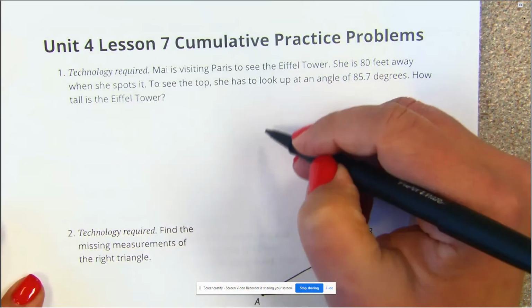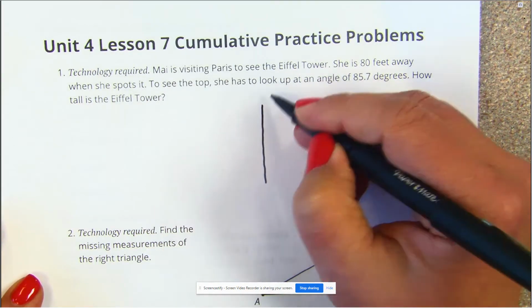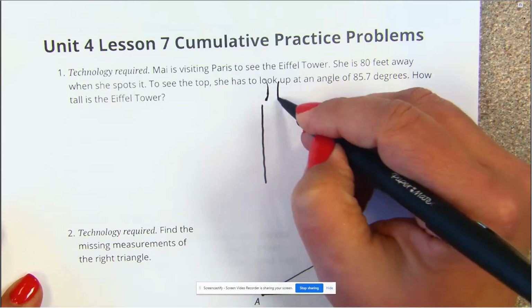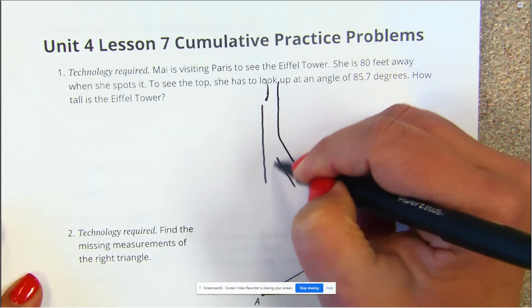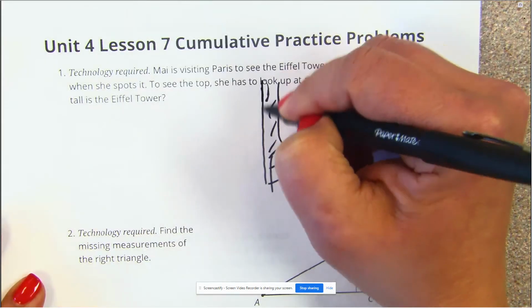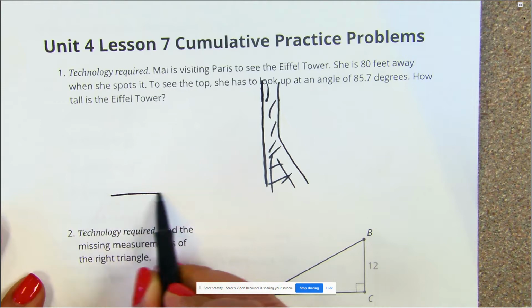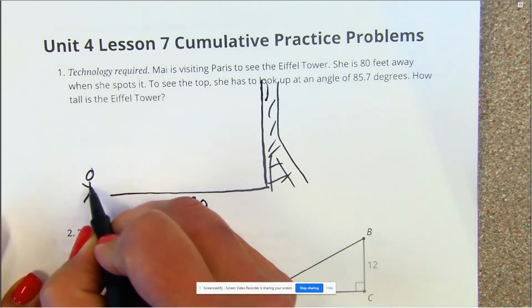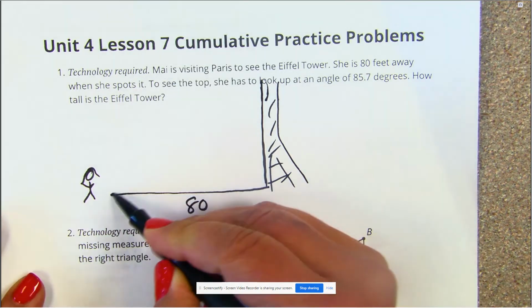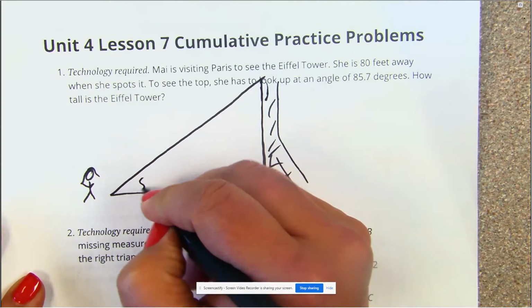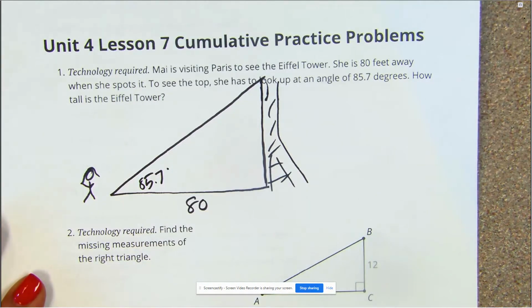Okay, well, Miss Austin's not going to try to draw the Eiffel Tower, right? Something like this, I don't know, with a bunch of metal. Okay, here it is. She's standing 80 feet away from it. Here she is. Hello. And she looks up at the top of it at an angle of 85.7 degrees.